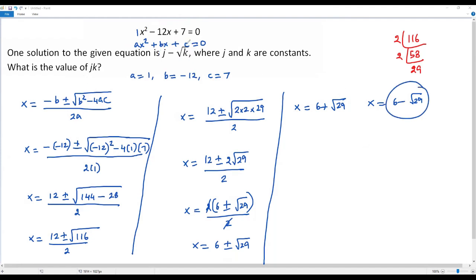So comparing this and this, at the place of j I am getting 6, and at the place of k, that is inside the square root, we have 29. Okay, here I got the values of j and k. Our aim is to get the product, that is j times k. Now let me get the product j times k, that is 6 times 29. Here 6 times 29 is 174. Okay, here I got the value of jk, that is 174.